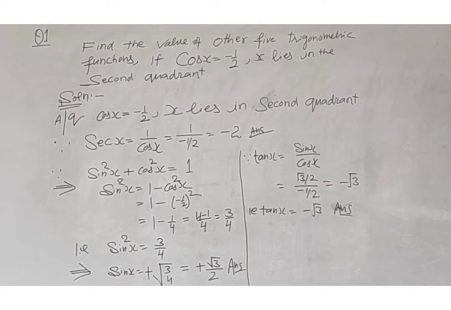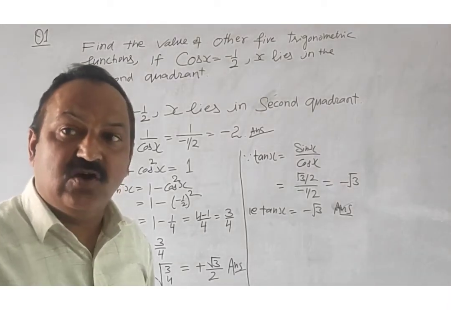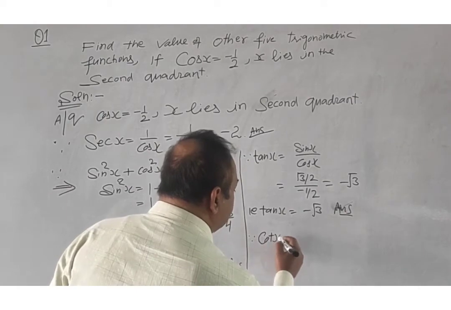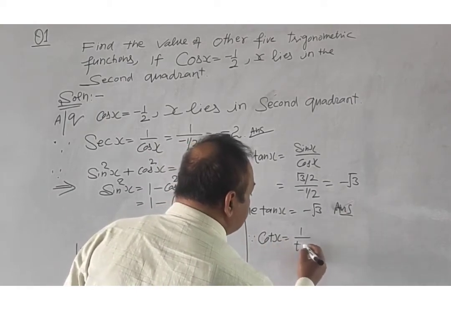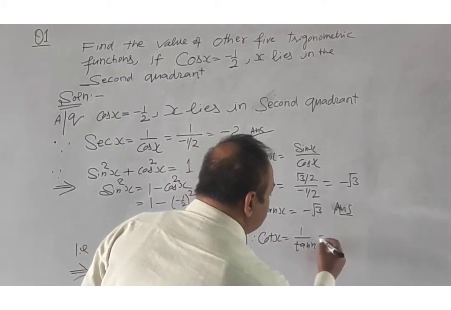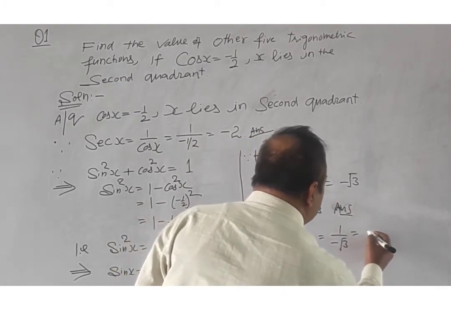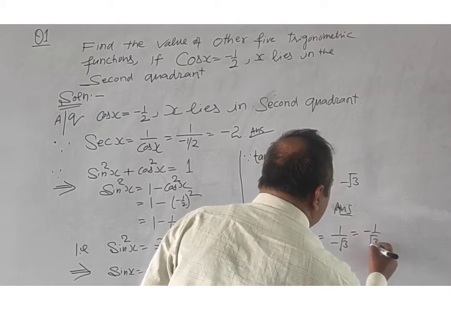After calculating the value of tangent x, you can instantly find the value of cot x, because cot x is equal to 1 upon tan x, that is equal to 1 upon minus root 3, that is minus 1 upon root 3. Answer.